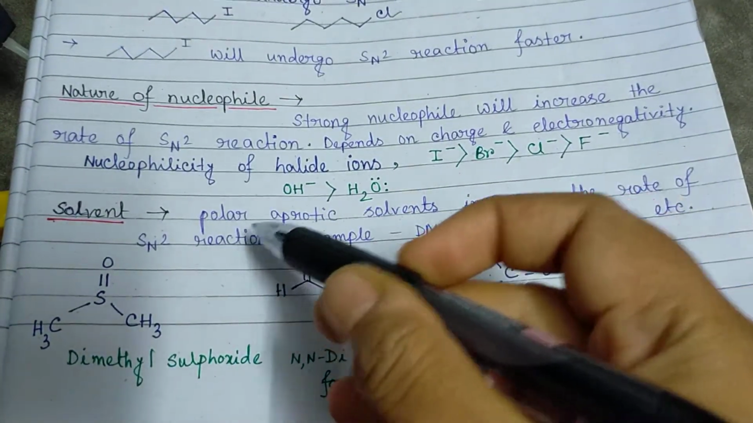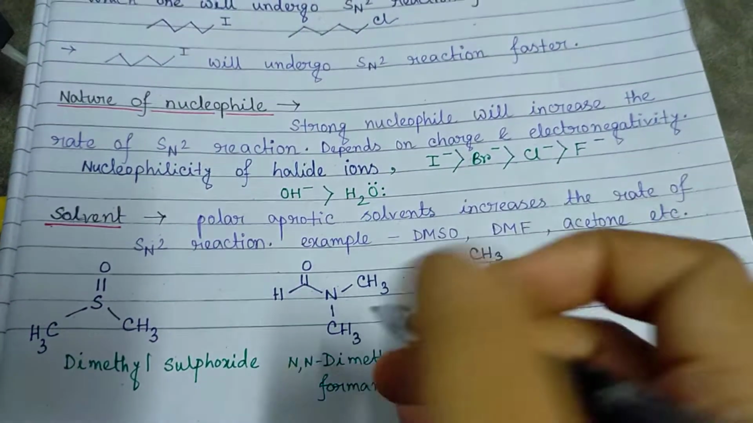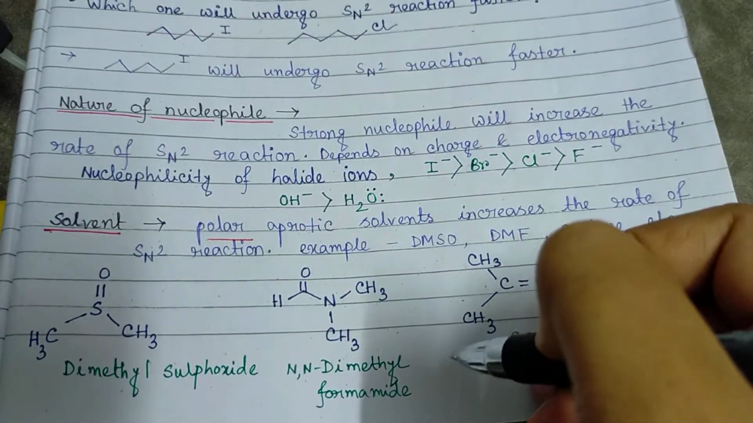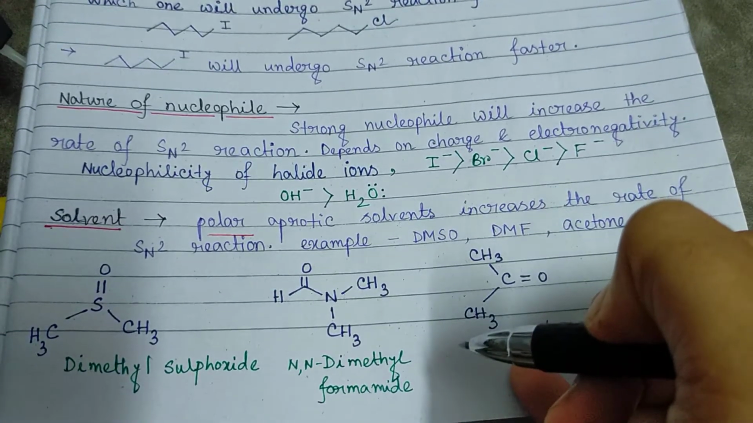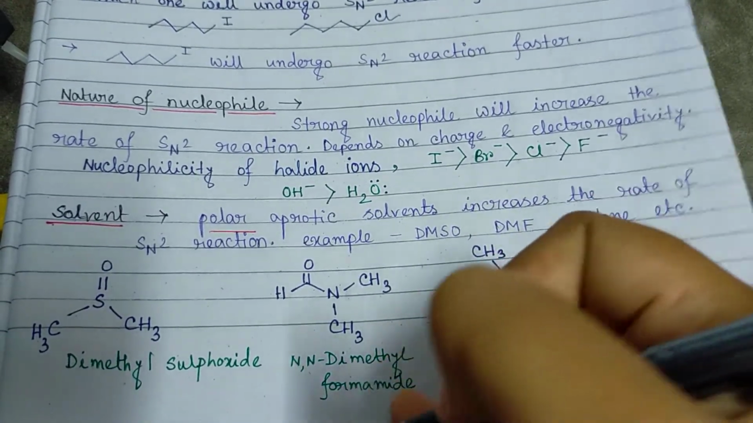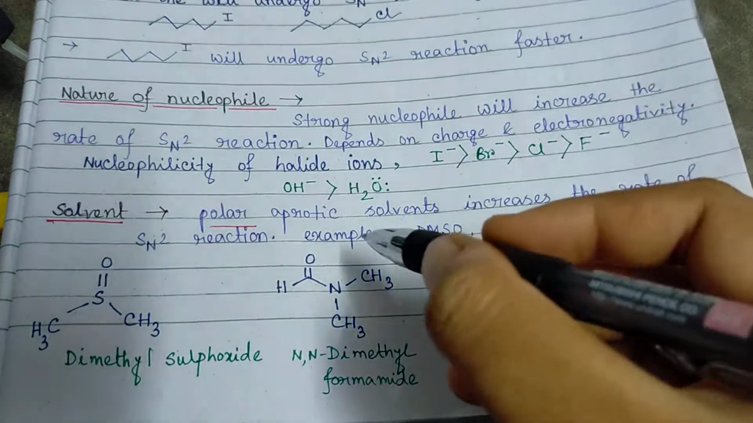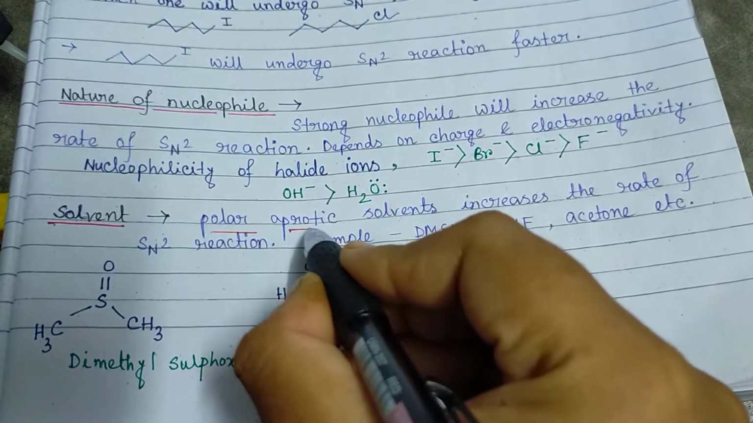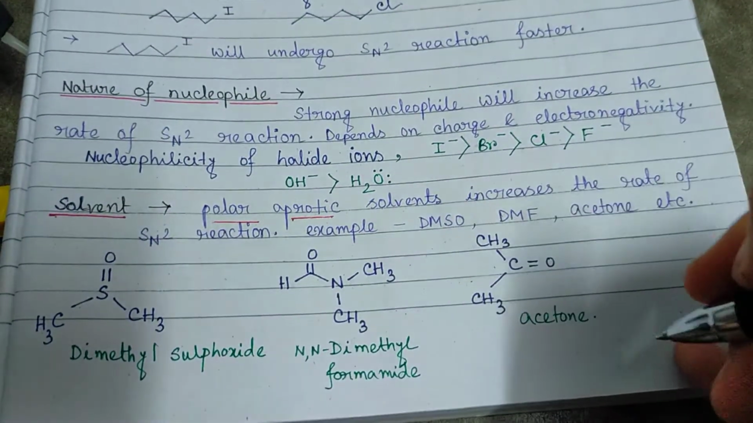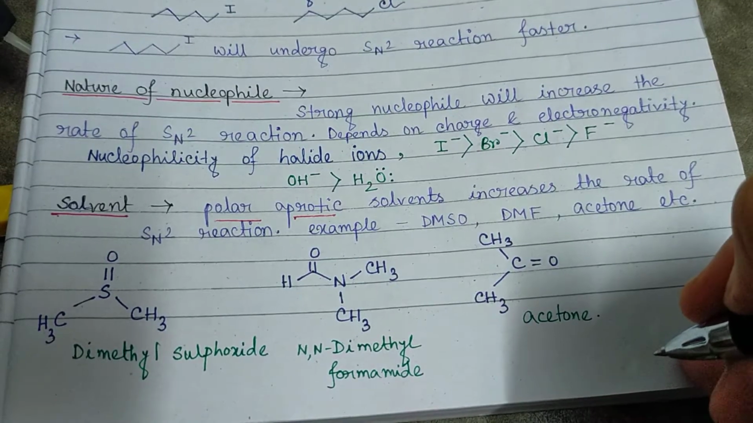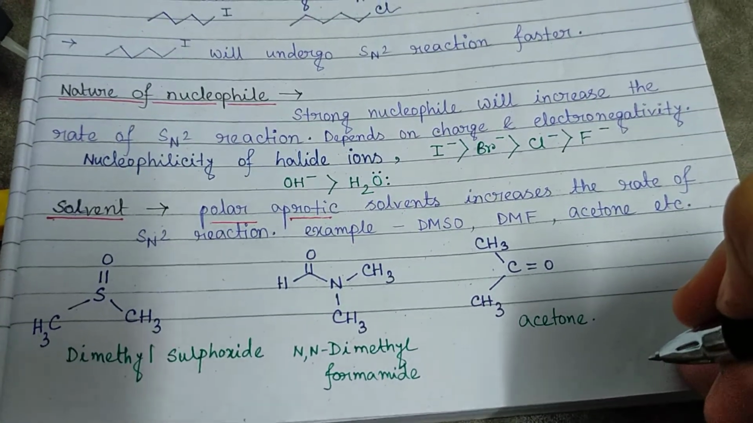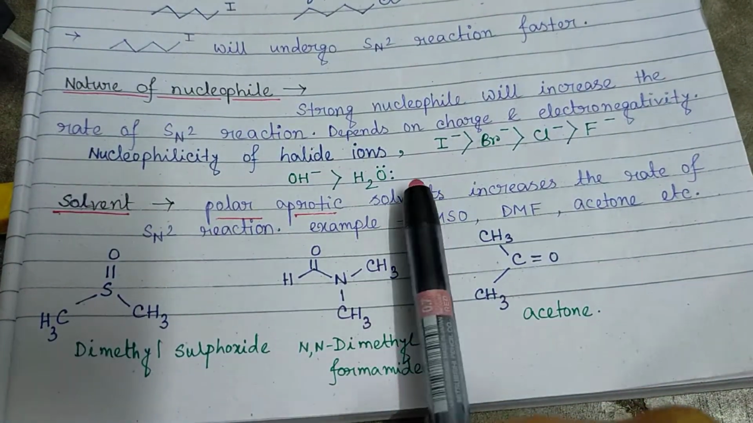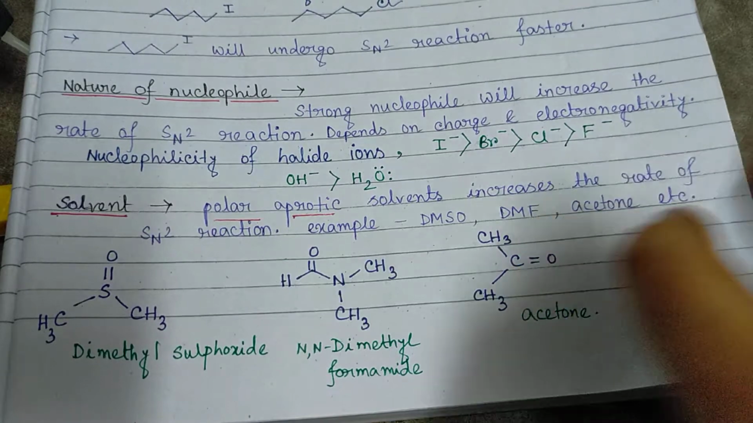And the polar aprotic solvent. What does the word polar mean? Polar means a solvent which has some positive and negative part, like water, where there is H plus and OH minus. What does the word aprotic mean? Aprotic means there is an absence of H plus. So H2O cannot be an aprotic solvent. It is polar but not aprotic. That is a protic solvent. So polar aprotic solvents increase the rate of the SN2 reaction.